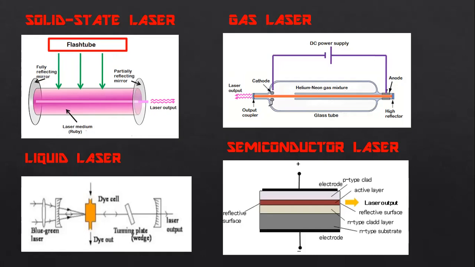Here, a PN junction of semiconductor diode forms the active medium or laser medium. The optical gain is produced within the semiconductor material.